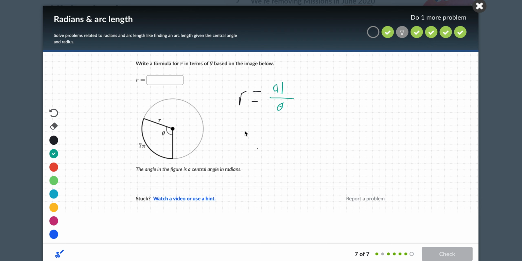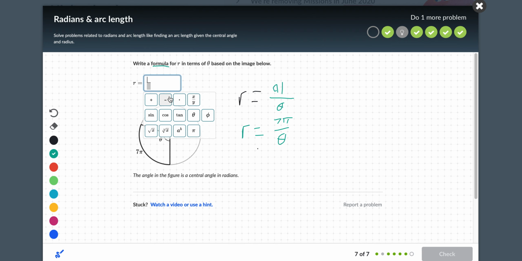Okay, and so we don't have the radius, and we don't have the opening, but we know the arc length is 7 pi. And since it says just write a formula, that's all we actually need for this problem. So it's 7 pi over the angle symbol.